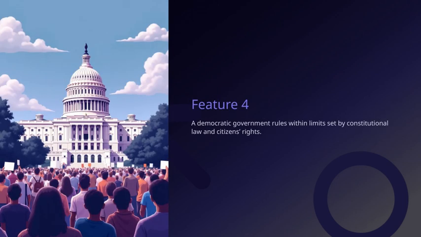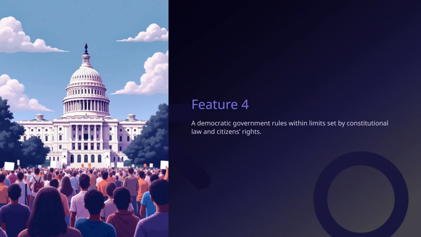Feature 4 is about how a democratic government operates. It's important to understand that even though a democracy gives power to the people, that power isn't absolute. Instead, it's exercised within certain boundaries. These boundaries are set by constitutional law, which acts as a framework to ensure that the government functions fairly and consistently. At the same time, the rights of citizens are protected within this system.